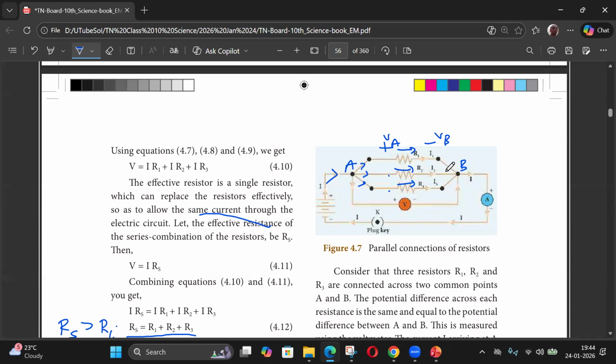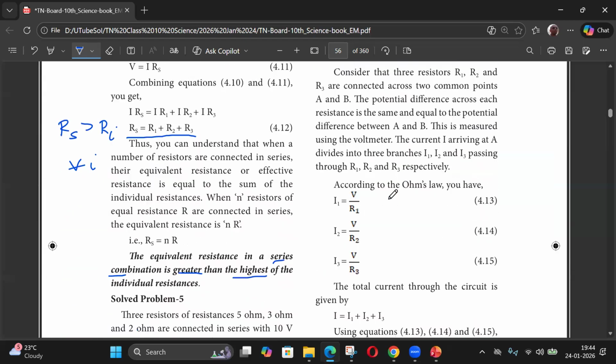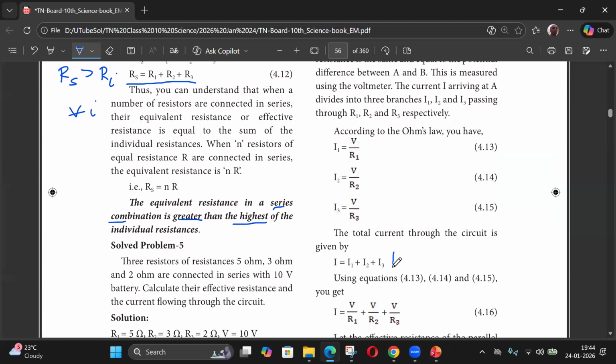So here what is getting added is the current. You can use KCL here. So I equals I1 plus I2 plus I3. The entering current is I, and the leaving currents are the individual currents. This is KCL.